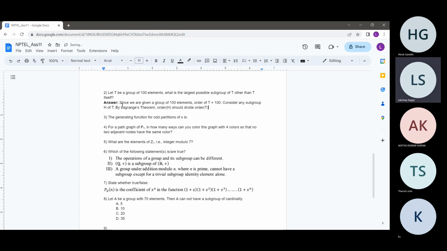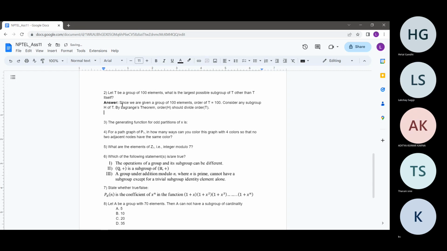So this implies that the order of H is nothing but the number of elements in H, and the number of elements of H will be a divisor of 100, right? Because Lagrange theorem says that the order of H should divide the order of T. The order of T is 100, so the number of elements of H will be a divisor of 100.